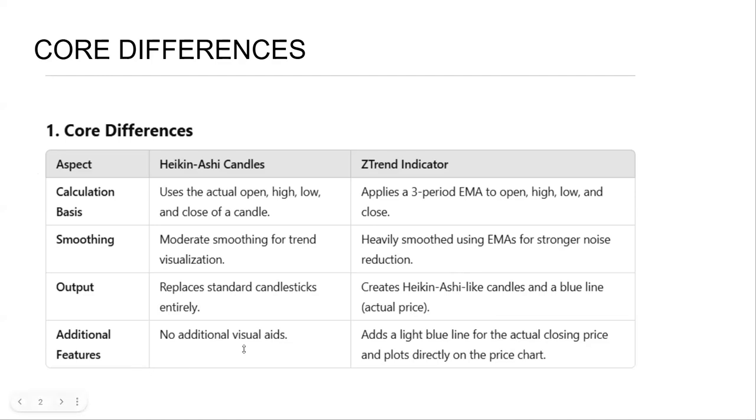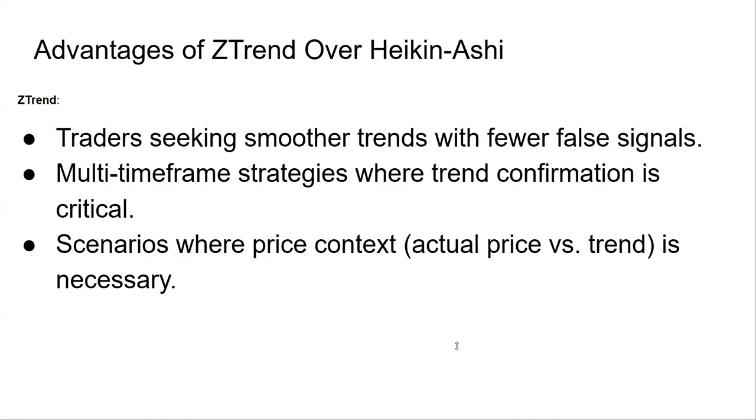As for additional features, there are additional visual aids. For example, in this Z indicator, a light blue line for the actual closing price plots directly on the price chart. Advantages of Z trend over Heikin-Ashi. Let us see what the advantage is.